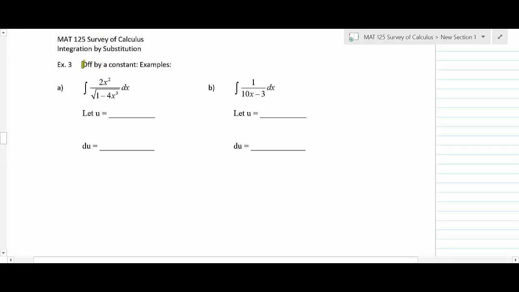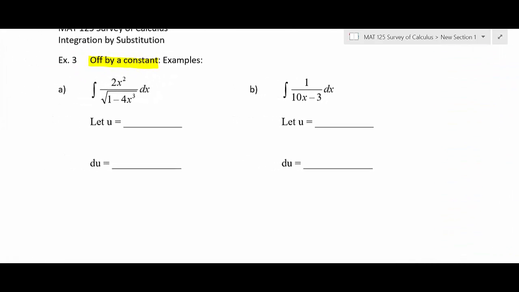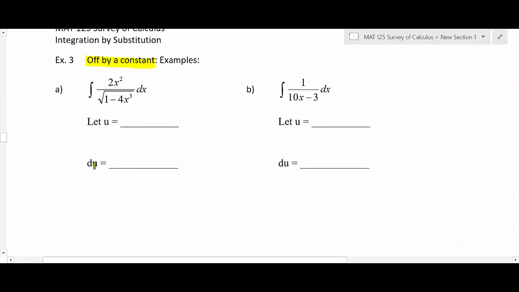Our du is going to be off by a constant. So this is one other thing. This is as complicated as it gets in this class: du could be off by a constant. It could just be the same, but maybe it has a times a constant. Okay, so I'll show you how to do this first one here.